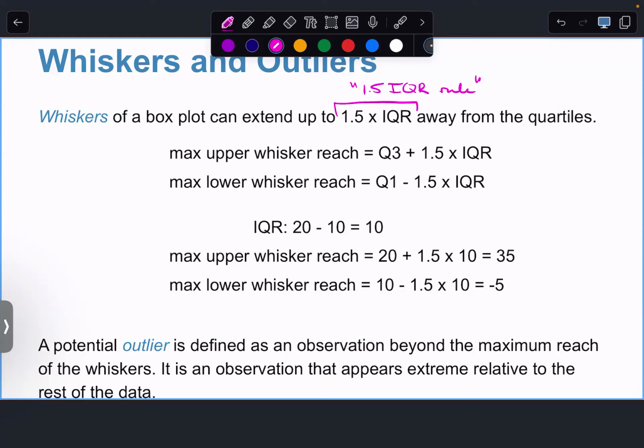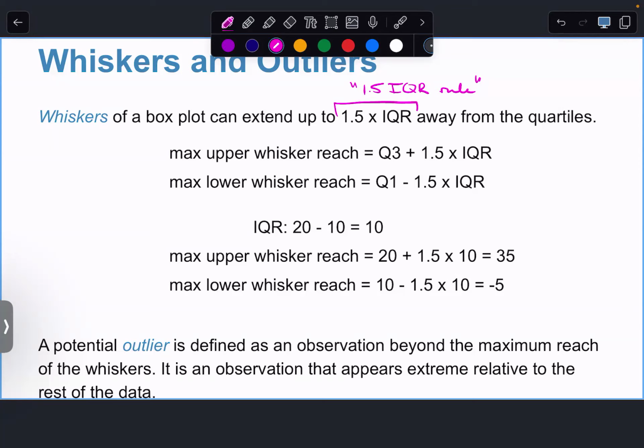I had someone ask me one time, why not 2 or why not 3 interquartile ranges? And there's no reason why you can't do that. It's just we use 1.5 because that's what Tukey did. Tukey is a famous statistician who made up the box plot. It's called Tukey's box plot, so we go with his rules. But there's no reason why you can't use 2 or 3 or something else.